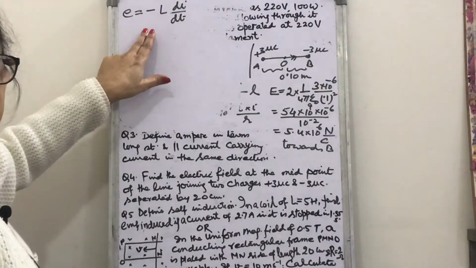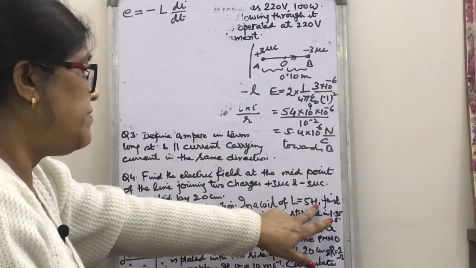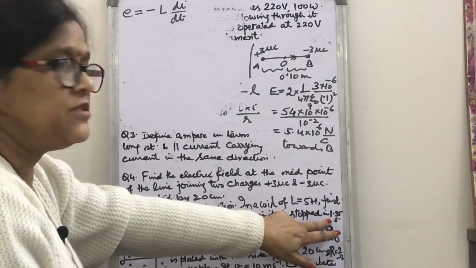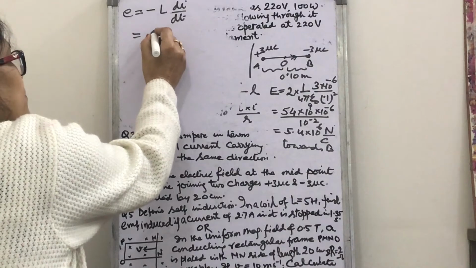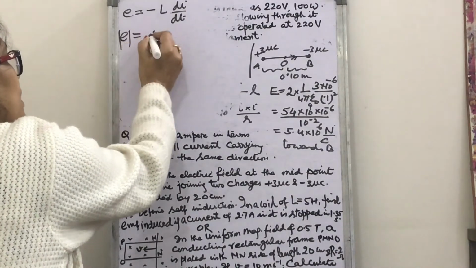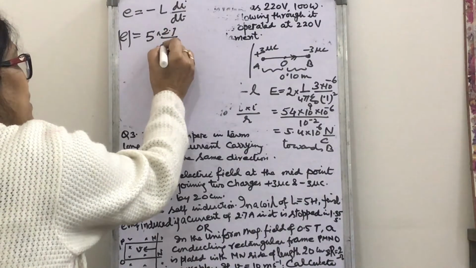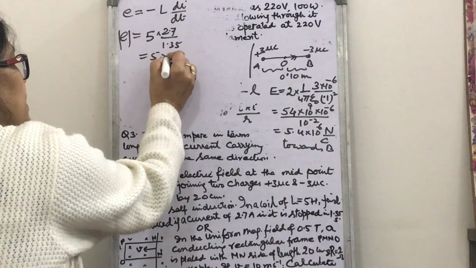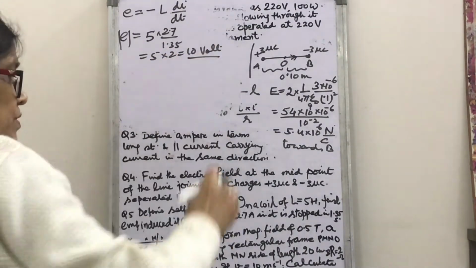How will you solve the numerical part? Look here, in a coil of L 5 Henry the current changes by 2.7 ampere in this much time. Simple, the magnitude of EMF will be 5 into 2.7 upon 1.35. Simple, this 5 into 2, that is 10 volt.